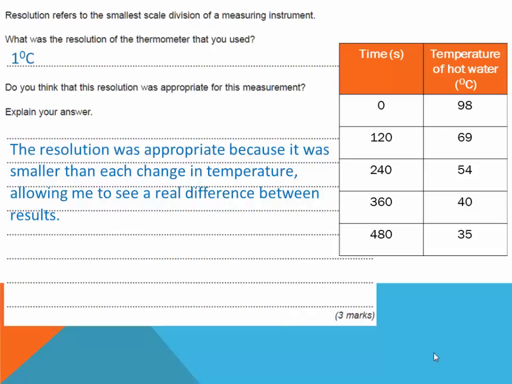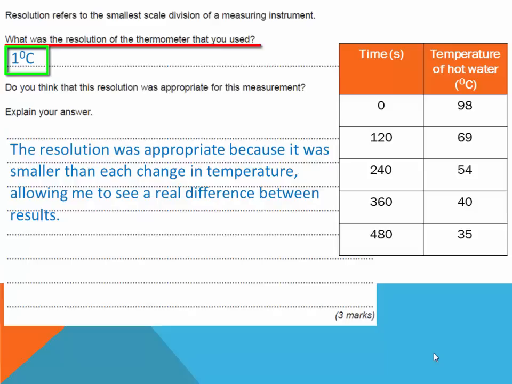Okay, so I would say it's essential that when you are planning your experiment, in your equipment list, write down the resolution of any key equipment next to the name of the equipment. That's going to make this question easy to start with. So, what was the resolution of the thermometer used? Well, the candidate's written 1 degree Celsius.